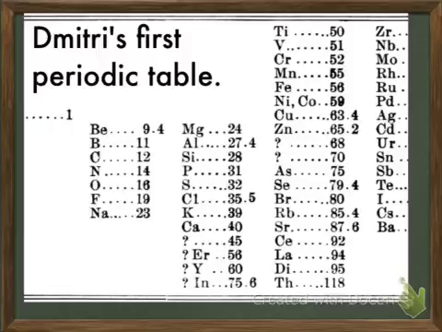However, as he sorted and organized, a pattern developed. So he realized that the metals ended up on one side. Non-metals were in the middle, and then metalloids were also in the middle.